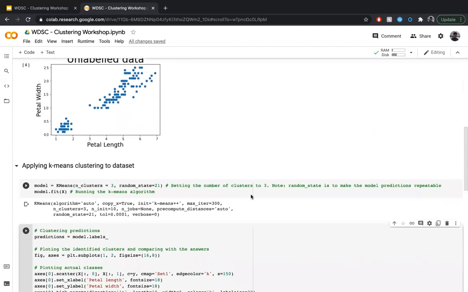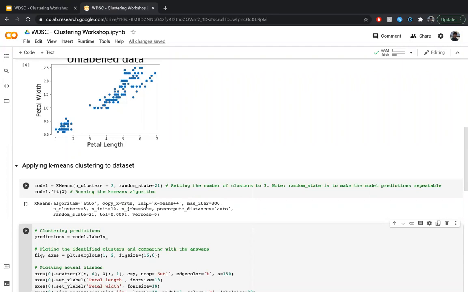And this is where we actually apply k-means clustering to the data set. There's already a k-means function created in the sklearn library, and we are setting the number of clusters to 3 because we already know that we're trying to classify between 3 different types of flowers. The random state equals 21. That is just so that the results are repeatable.